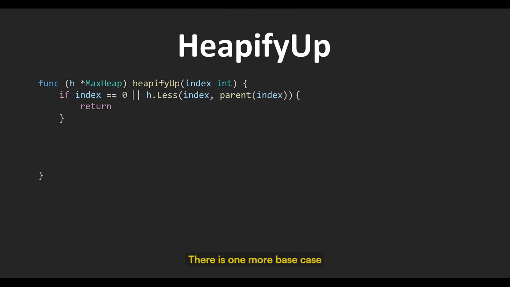There is one more base case where we compare the parent and the current element using the less function. In case of a max heap, if a parent is greater than the child, then the less function should return true and we stop and return. In case of a min heap, if the parent is less than or equal to the child, then the less function should return true and we stop and return from the heapify function.